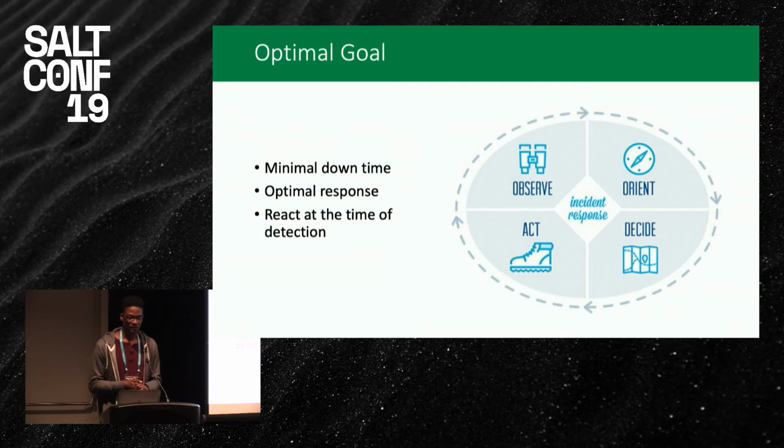So the optimal goal is to minimize downtime, which is always the optimal goal of the IT and security teams, to have an optimal response and to react at the time of detection. In terms of optimal response, it's important in orchestration when reacting to have a view of both local events, but then when you get to scale, a view of local and global events. That was encapsulated within the SARA model, showing why it's important to be able to respond locally, but then also respond globally.